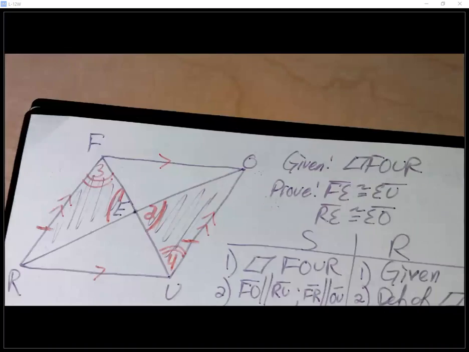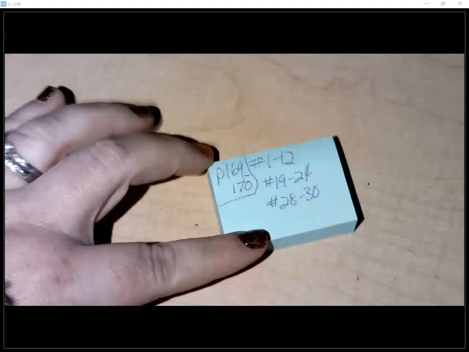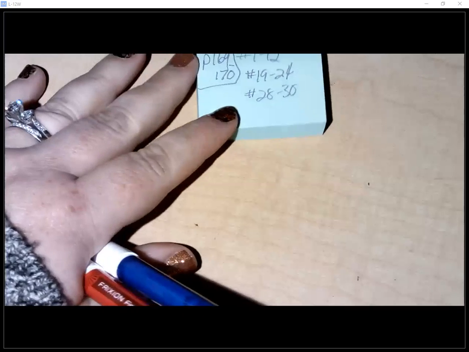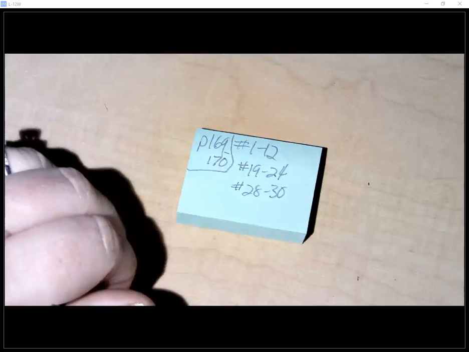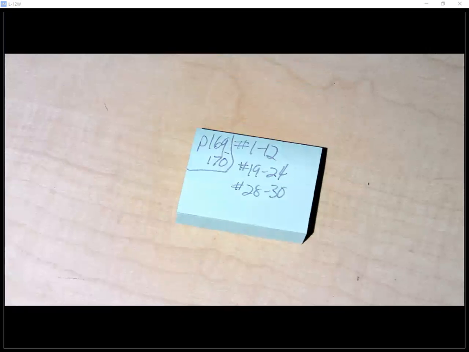No? Alrighty then, let me give you your homework, which I have no doubt you will finish before you leave. It is on pages 169 to 170, numbers 1 through 12, 19 to 24, and then 28 to 30. I am going to turn the lights back on, sorry.